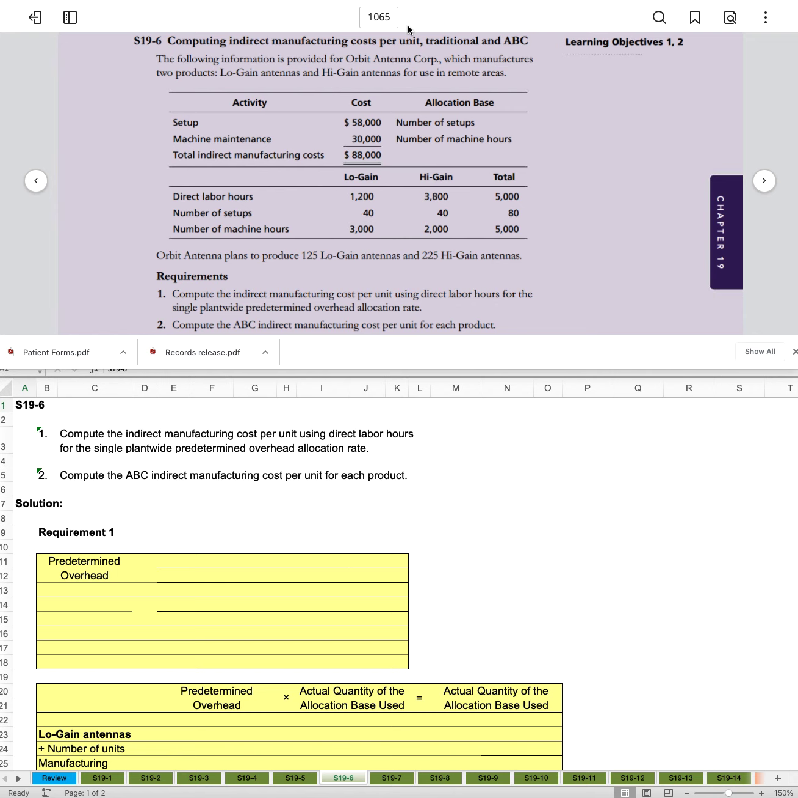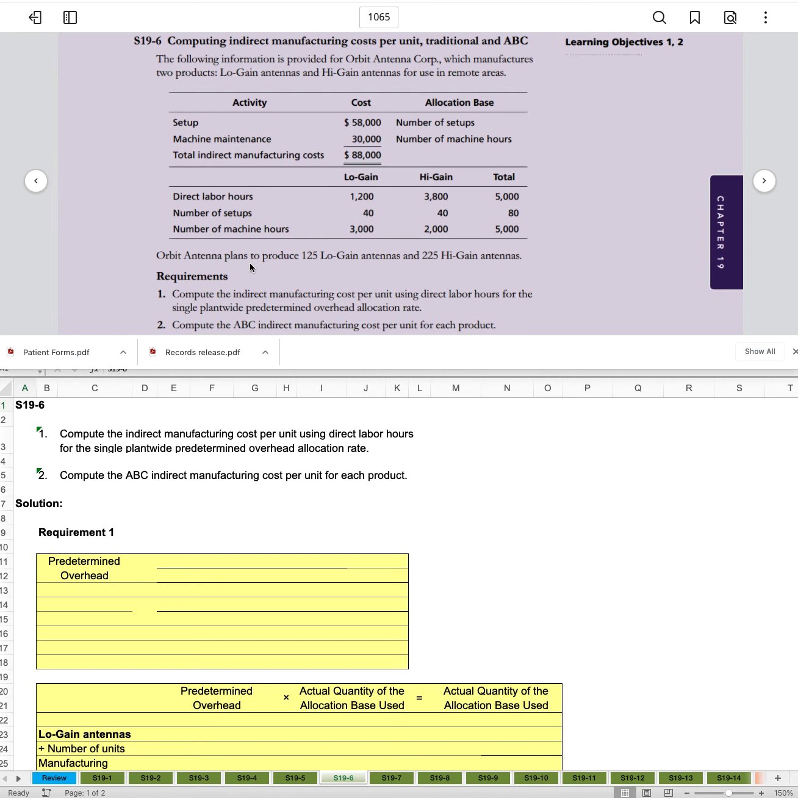Indirect manufacturing costs per unit with both the traditional and the activity-based costing methods. The following information is provided for Orbit Antenna Corp., which manufactures two products, low-gain antennas and high-gain antennas for use in remote areas. Then we have activities and costs and the allocation base. And then down below we have each product and we have total labor hours, number of setups, and number of machine hours.